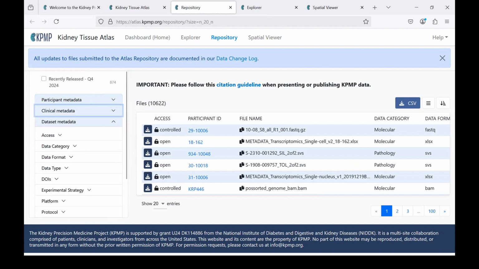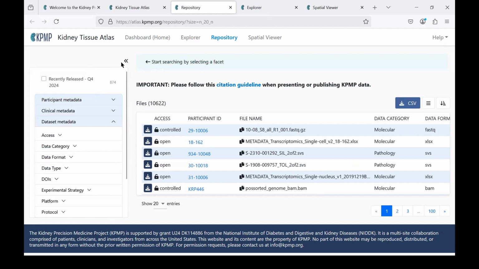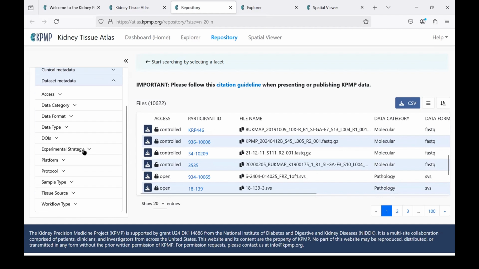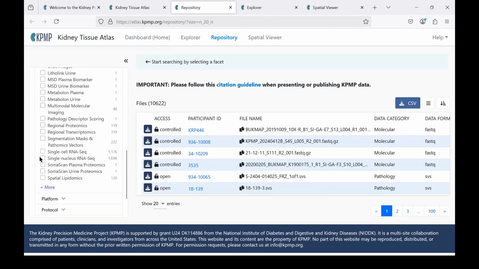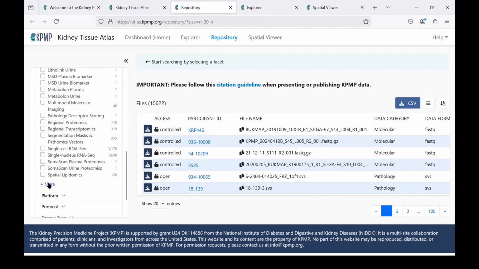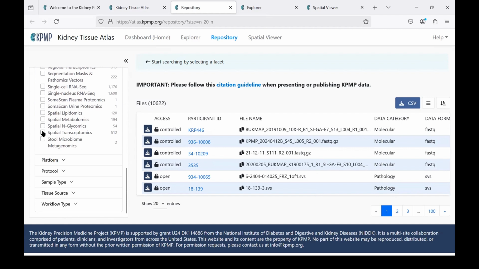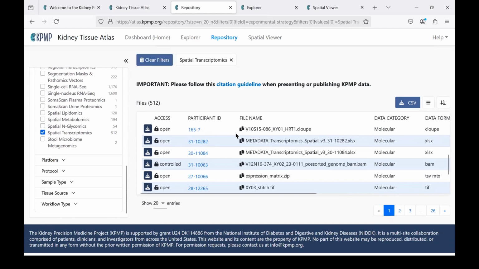Where I can, oops, let me close. I think this app's on the top. No, I cannot. Experimental strategy, that's what I was looking for. So if you have a particular experiment that you are looking for, in our case, for instance, spatial transcriptomics, which is what I will talk about more today, it's all on the bottom. If you click on spatial transcriptomics, you can find all the spatial transcriptomics samples that we have.